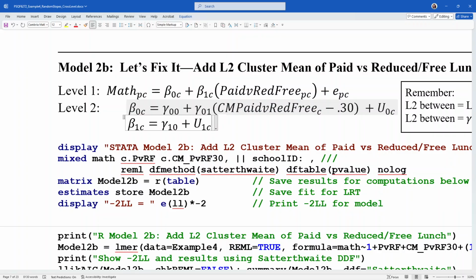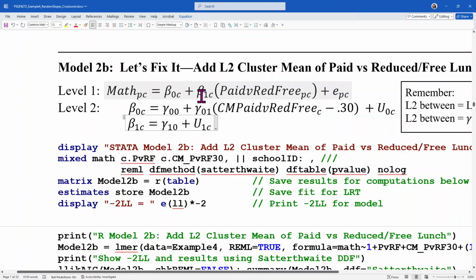Wait, now, could you though, couldn't you just eliminate your gamma 1, 0 and then leave your U1C for your random slope? We're going to do something analogous to that, but yeah, we're going to add another variable to the problem.